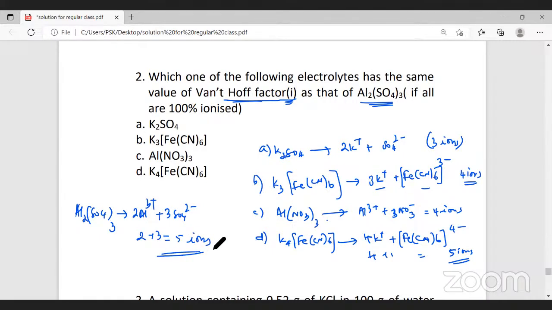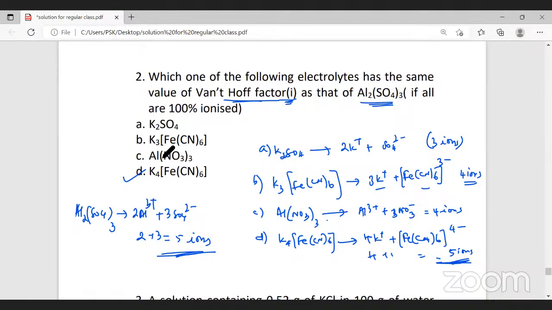Colligative property depends on the number of particles, not on the nature. So aluminum sulfate gives 5 ions and K4Fe(CN)6 also gives 5 ions. Therefore, aluminum sulfate and K4Fe(CN)6 will have the same colligative property. Hence, the answer for this question will be option D. Did you understand this?